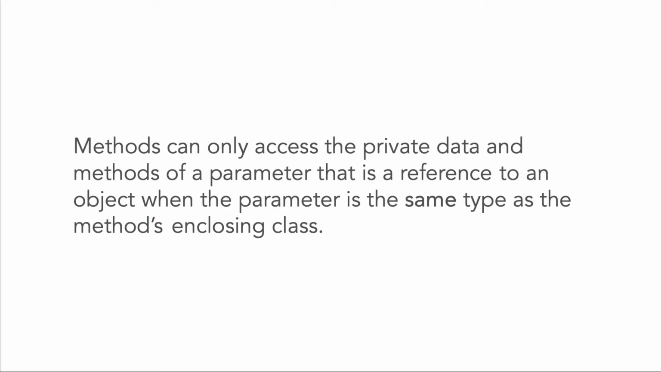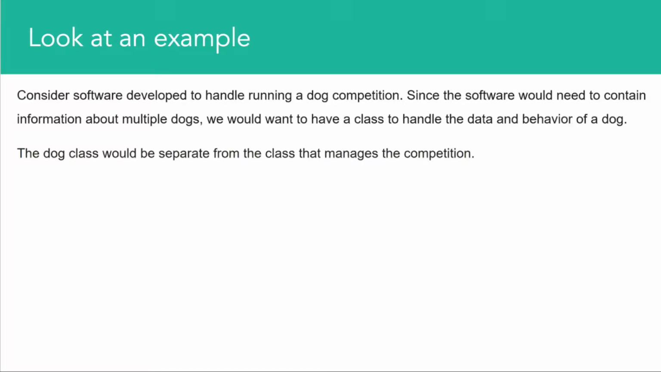Methods can only access the private data and methods of a parameter that is a reference to an object when the parameter is the same type as the method's enclosing class. Let's look at an example. Consider software developed to handle running a dog competition. Since the software would need to contain information about multiple dogs, we would want to have a class to handle the data and behavior of a dog. The dog class would be separate from the class that manages the competition.